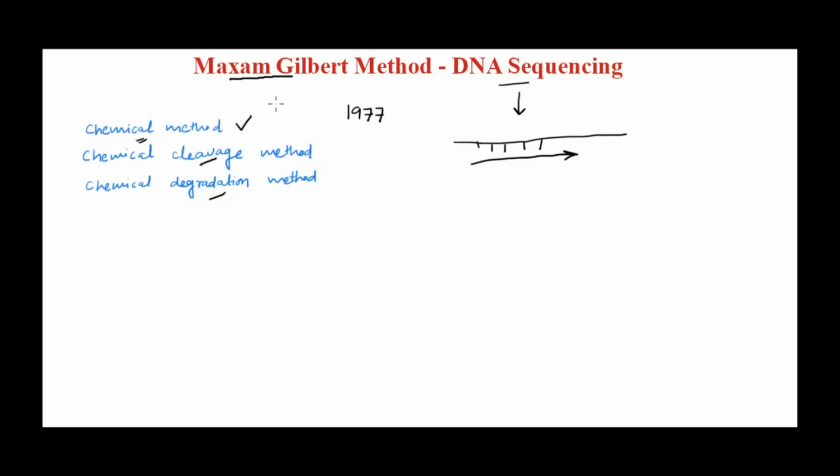So in this video, we will see what is the mechanism of Maxam Gilbert method, how these chemicals help us to read the sequence, and in the end, we'll take an example and we will see actually how to read the sequence. We'll learn from the result that we obtain how we can determine the sequence. So let's begin with today's video.